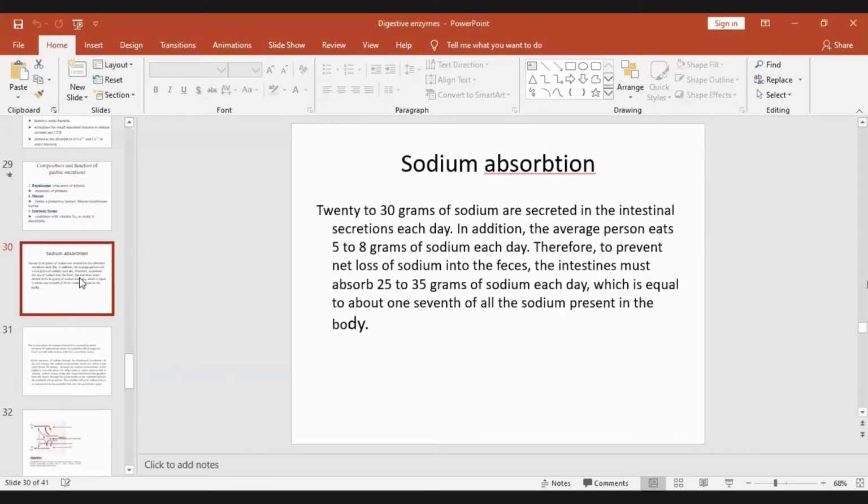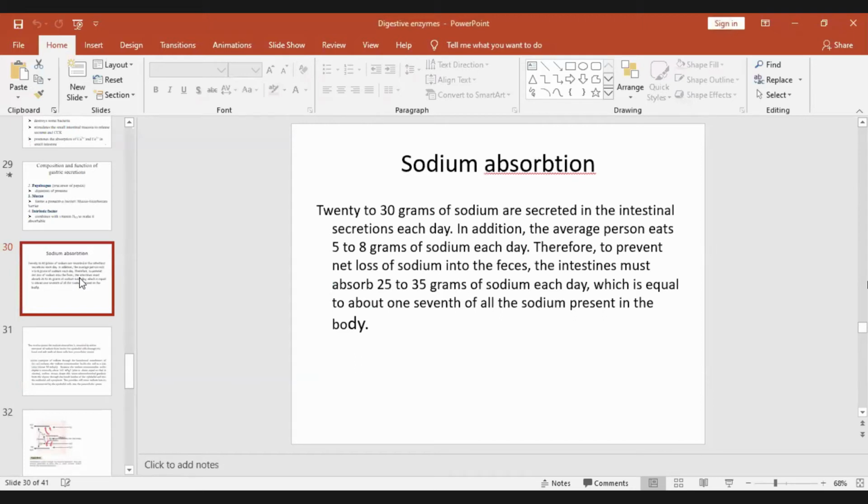Now that was about the different GI secretions: gastric secretions, pancreatic secretions, the bile secretions, and their composition as well as their function. What are the functions carried out by different secretions? What is the importance of those secretions in digestion and absorption? Okay. Now coming to sodium absorption. Sodium electrolytes absorption.